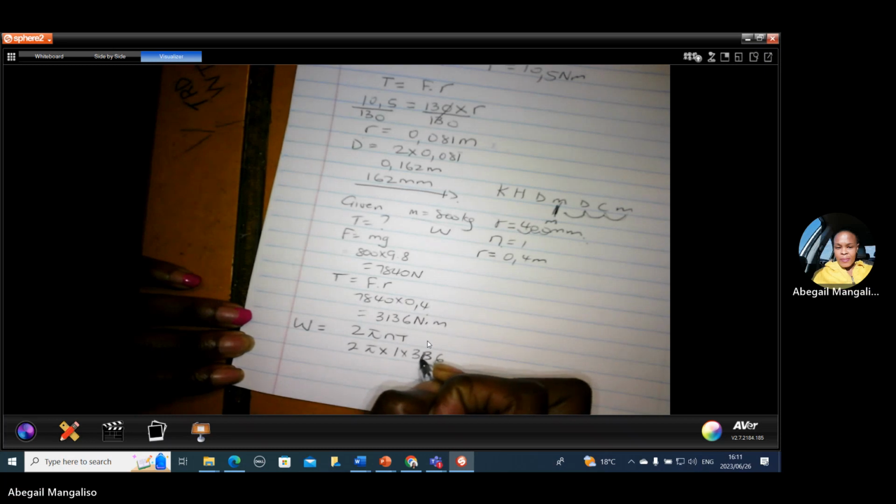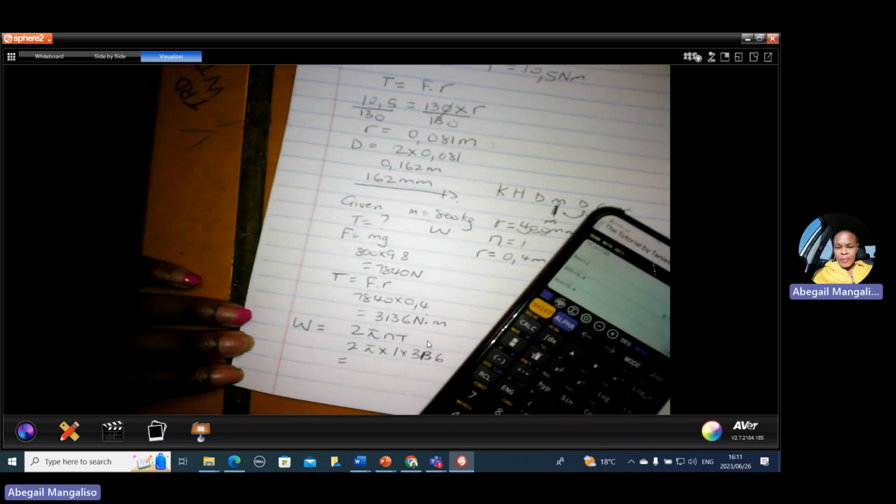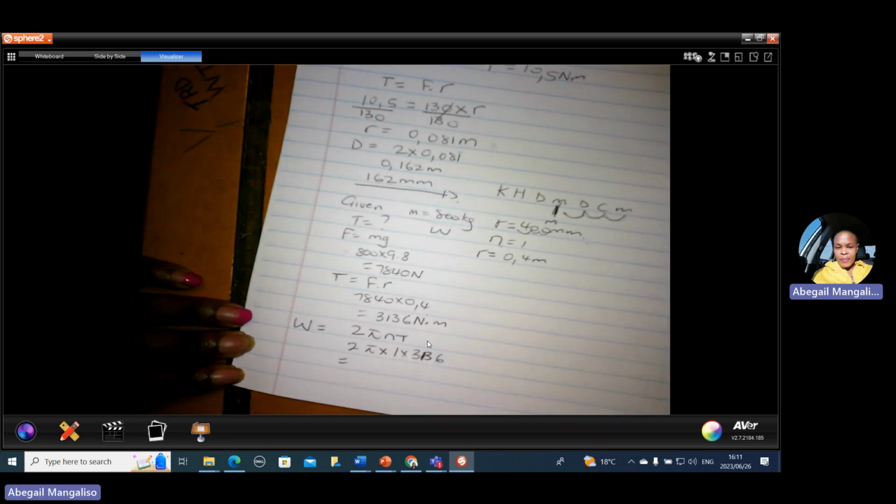So N is 1 and the torque is 3136. You get 2 pi multiplied by 3136, with N being 1. The answer that I got is 19704.069. It will be in joules, since this N is not per minute. It's not per minute, it's not per second, just for 1 revolution. But when time is included, your N will be per second or per minute if it's big N.